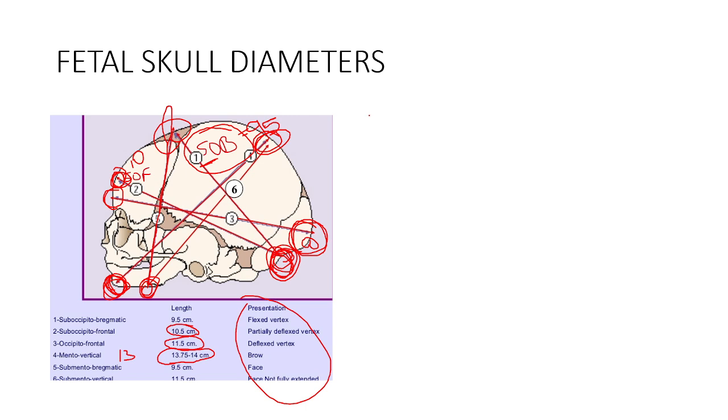Now, how are you going to remember some of the important ones? The first is suboccipitobregmatic, SOB. Just reverse these letters in this order, and you get something like this. So suboccipitobregmatic is 9.5 centimeters.